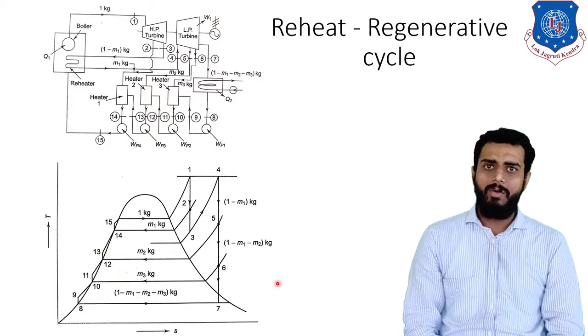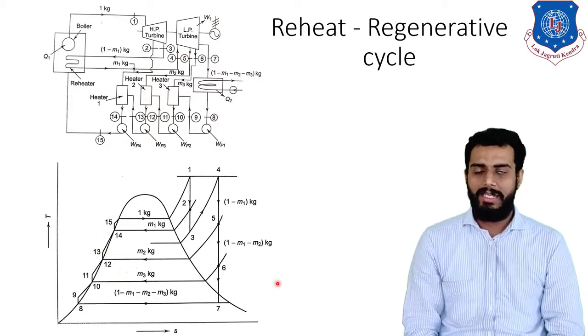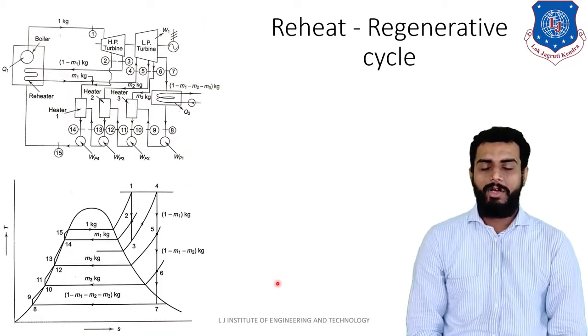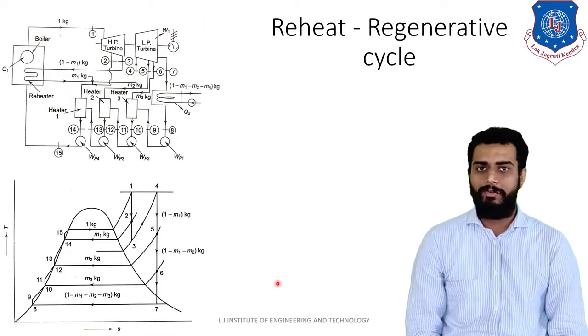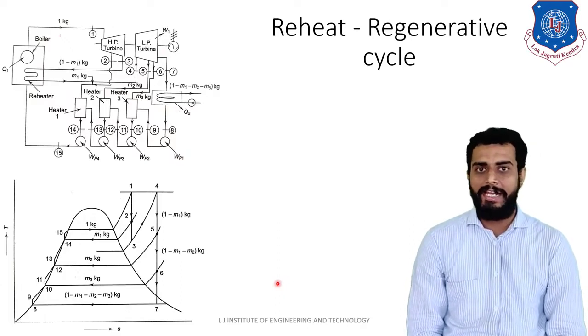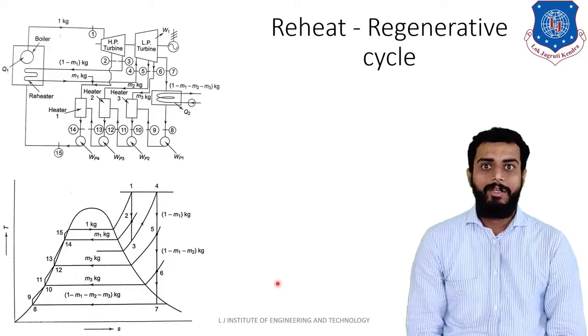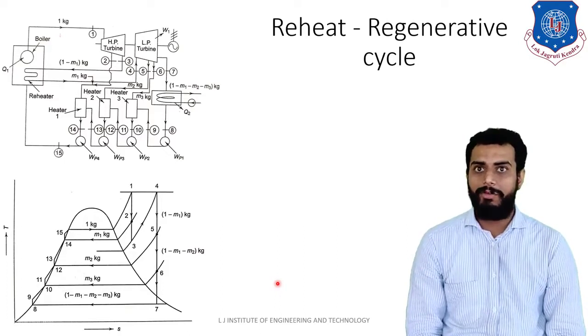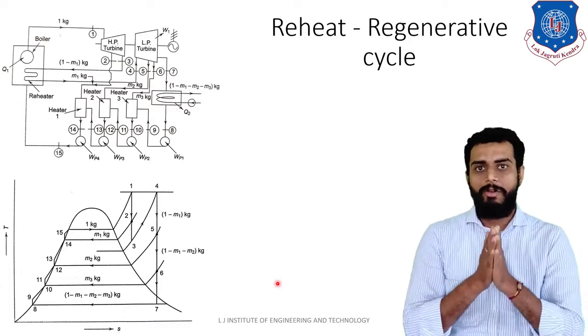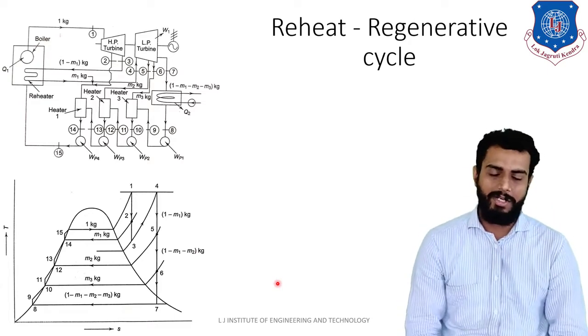Clear? Now let us find out the efficiency. For finding out the efficiency, you know that one should have the idea of turbine work, pump work, heat supply and heat rejected. So first of all we will identify the turbine work. For finding out the turbine work, first of all, we have two turbines. We will first deal with the high pressure turbine. So let us write down the equation for the high pressure turbine.